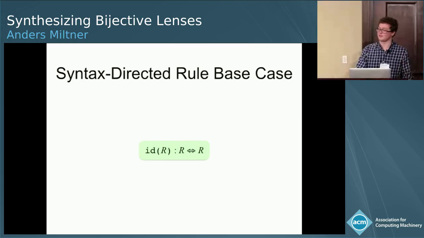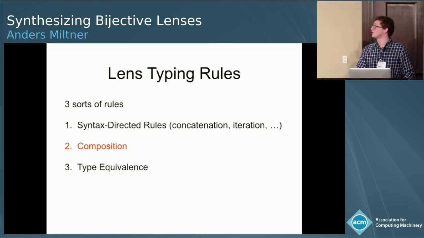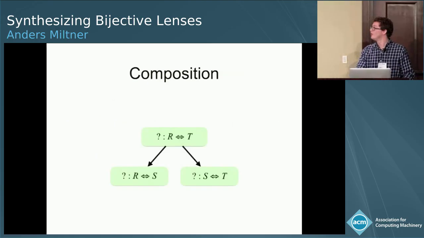We can just synthesize the identity lens, and if we're looking for a lens between two strings, we can just synthesize the constant lens. Now let's go into one of the more complex ones in the context of synthesis, composition. So using the existing approach, we're looking for a lens between R and T.